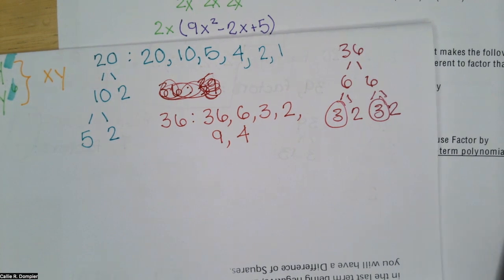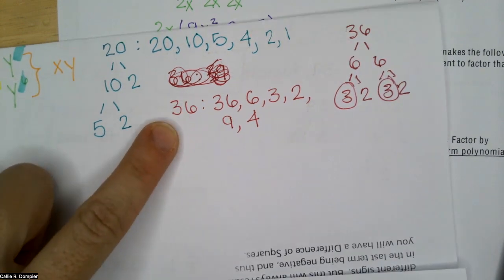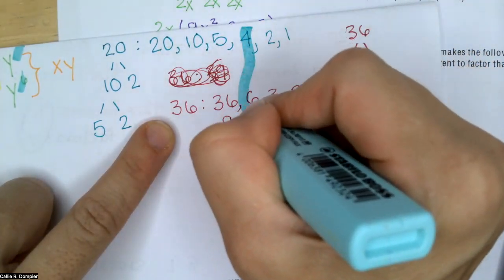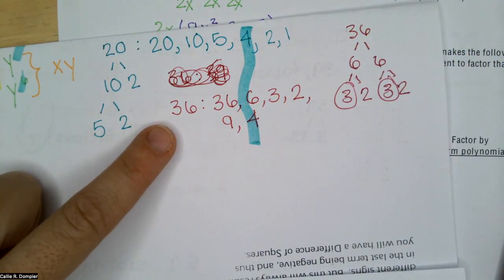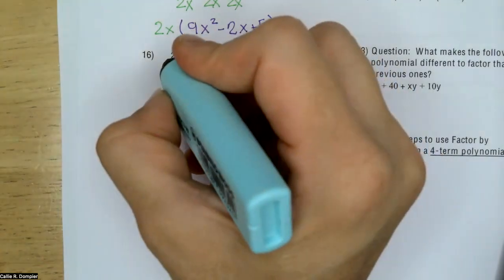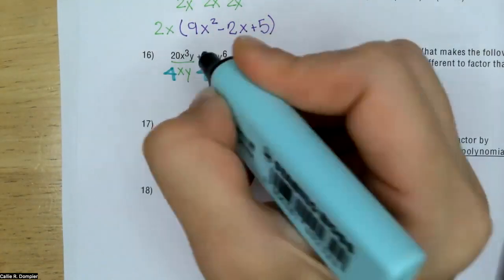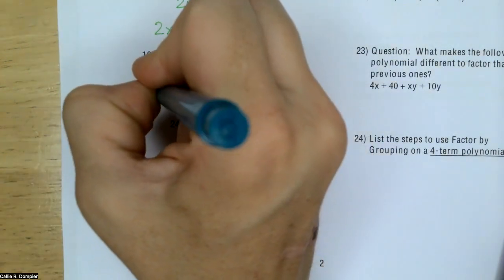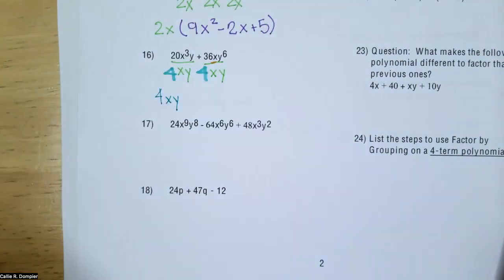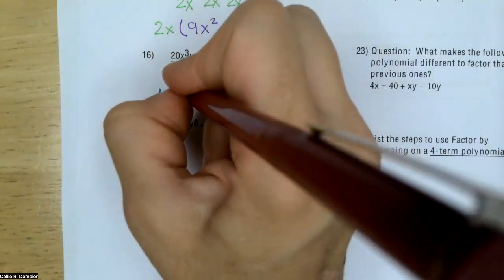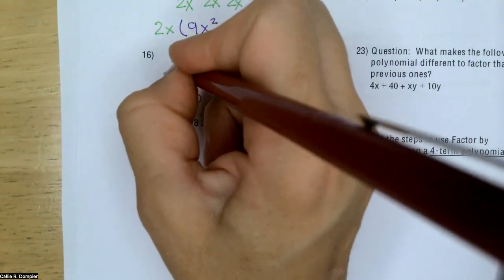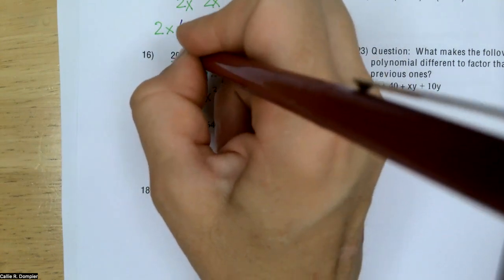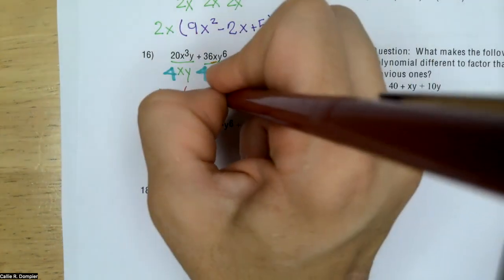And what is the greatest common factor? We also just took 36 and divided it by 4. So we said our greatest common factor is 4. So if we factor out the greatest common factor, that means we're going to factor out 4xy from both. 20 divided by 4 gives me 5. X to the third divided by x gives me x squared. Y divided by y makes the y disappear.